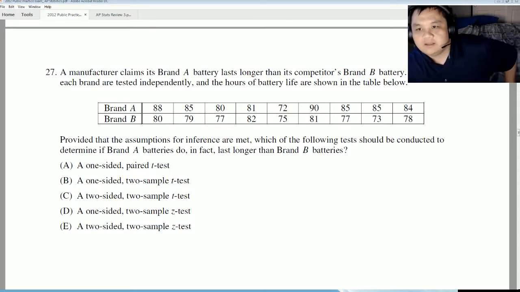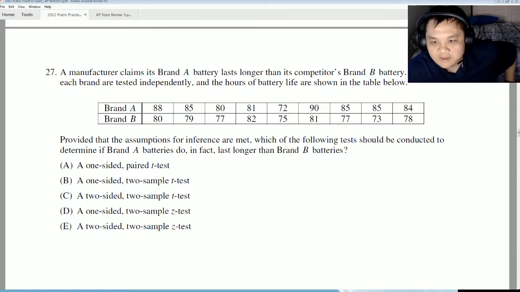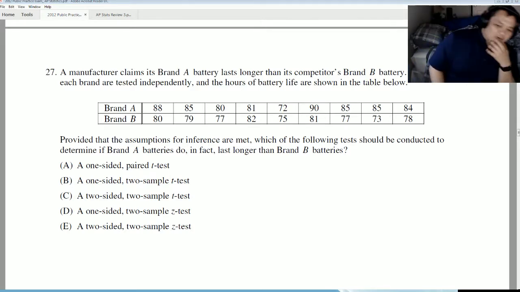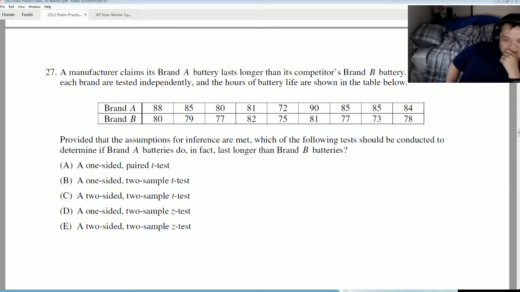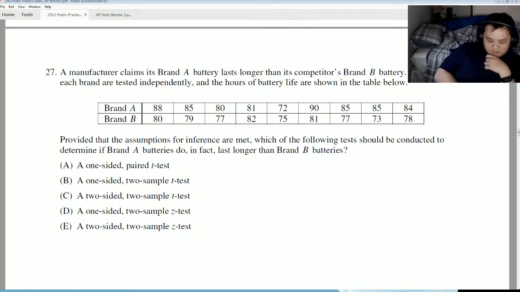A manufacturer claims brand A lasts longer than brand B. Nine batteries of each type are tested independently, and the hours are shown. Provided the assumptions for inference are met, which test can be conducted to determine if brand A lasts longer? By definition, t and z are just separated by sample size. It's a t-test, it's one-sided, and it's two samples, so it's B.